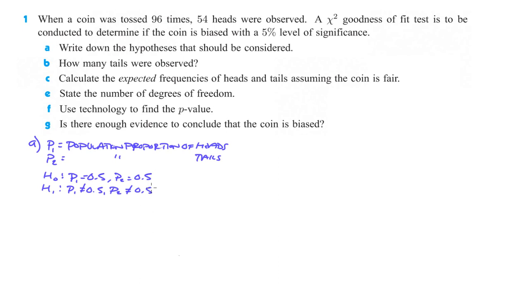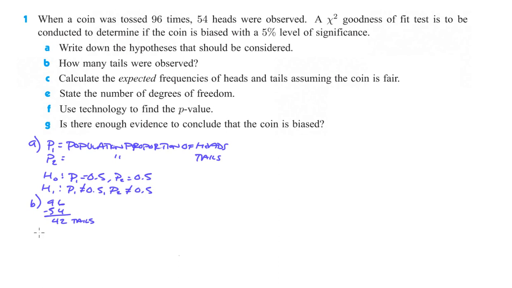Part B, how many tails were observed? So if we had 96 total times the coin was tossed, 54 of those were heads. That means 42 were tails. Okay, so we've got 42. And then part C, calculate the expected frequencies of heads and tails, assuming the coin is fair.